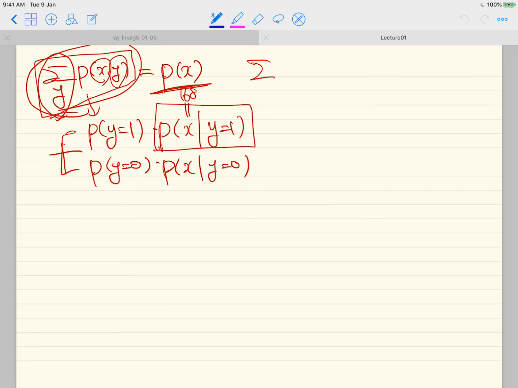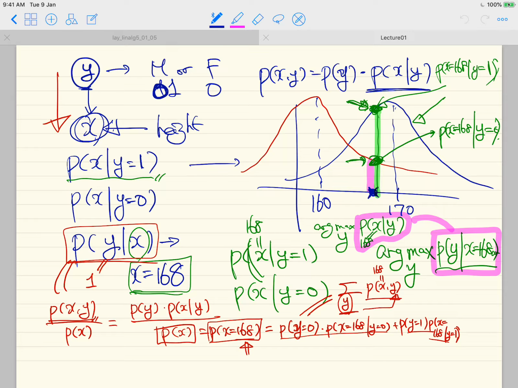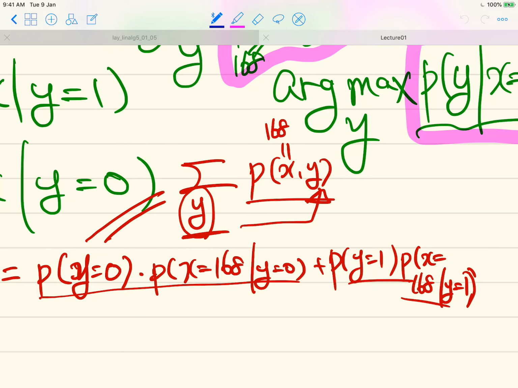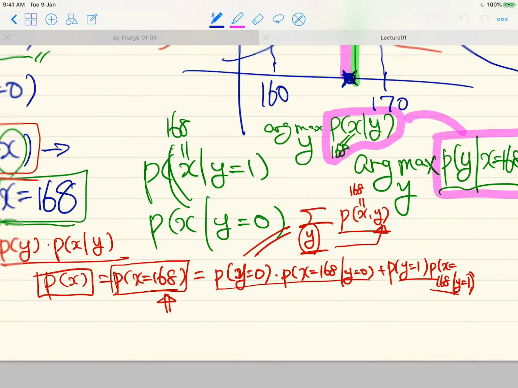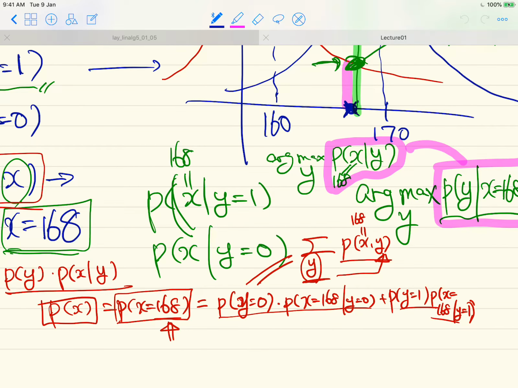So back to this male or female example. Okay, so this guy, the p of x, which is placed in the denominator, is obtained by first considering this joint probability, and then summing up all the possible values of this guy, right?